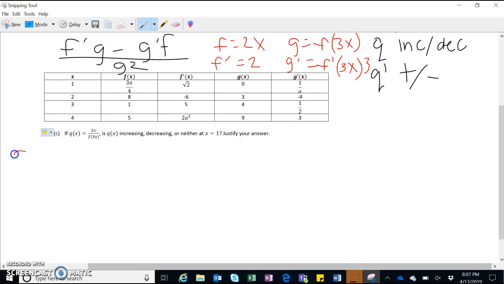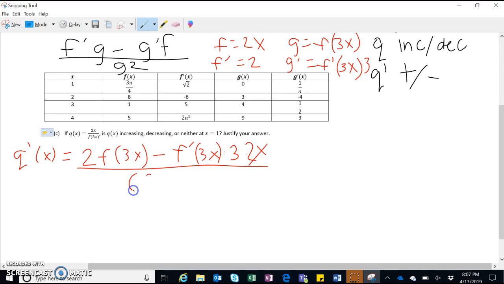I've got all the parts ready to rock and roll, so I come down here and say q prime of x is f prime, which is 2, times g, f of 3x, minus g prime, f prime of 3x times 3, times f, 2x, all over g of x, f of 3x, squared. I'm going to plug in a 1, do some simplifying, and see if I can get to a conclusion.